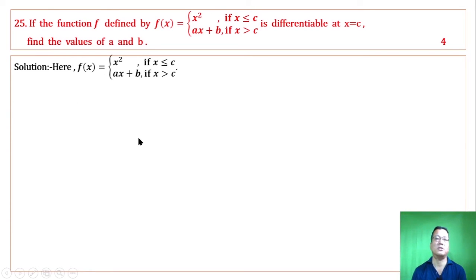Here f of x is this. Since f is differentiable at x equal to c, so it is continuous at x equal to c.